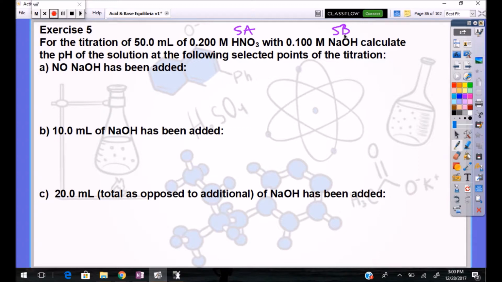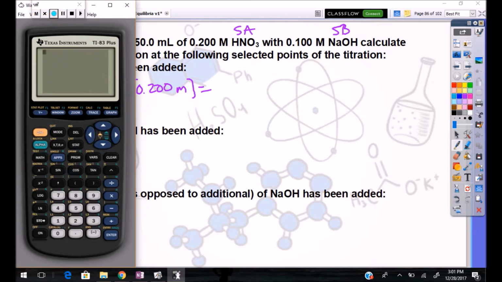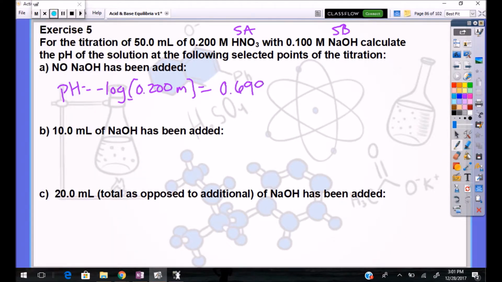Okay, well, first one's easy. We know that the pH is negative log of our concentration. We know our H plus is 0.2 molar. So if we do that, we get negative log of 0.2, and I get 0.699 as my pH. All right, 3 sig figs, 3 decimals.